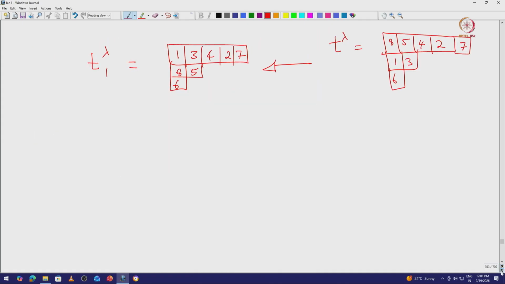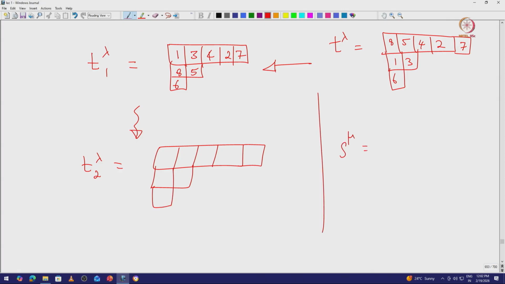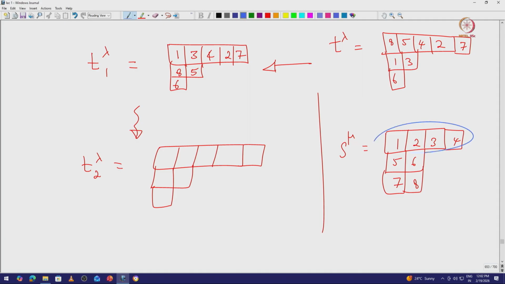So, now we want to do the same procedure and go to T2 lambda. In T2 lambda, again we want to play a similar game, but we want to compare with S mu now. So, recall S mu is given by 1, 2, 3, 4, 5, 6, 7, 8. Now the first row is taken care of, so this part is taken care of.